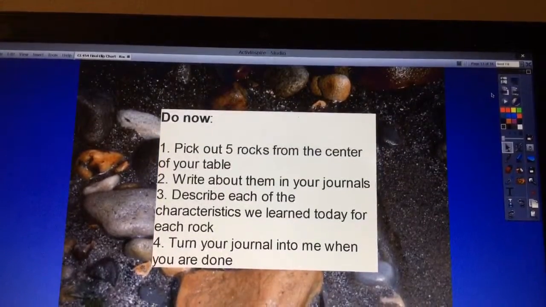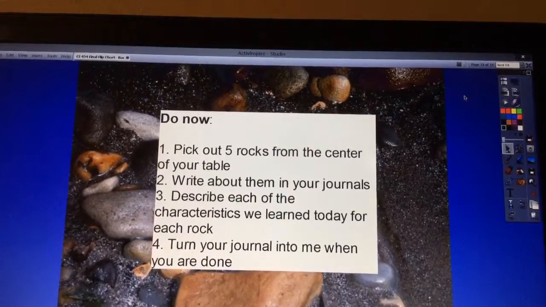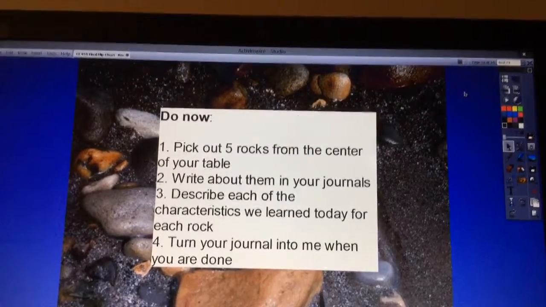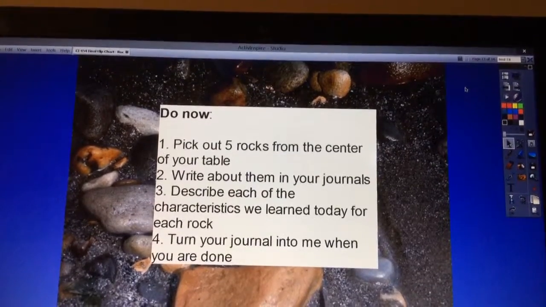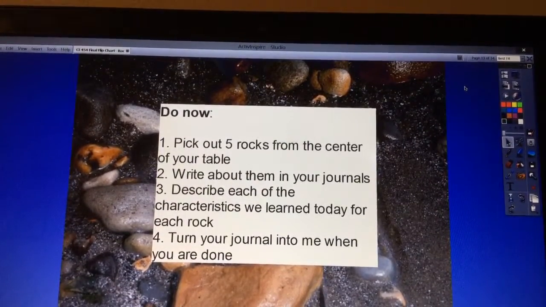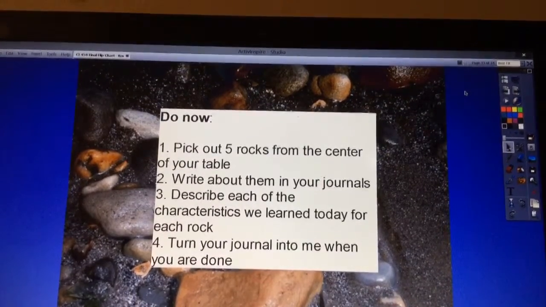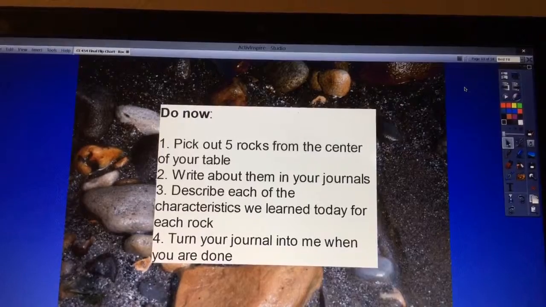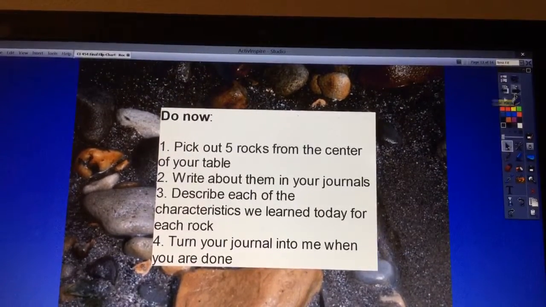And then we have a do now. So the students can get ready and do the assessment. So they're supposed to pick out 5 rocks from the center of the table, write about them in their journals, describe each of the characteristics they learned, and turn the journal in to me when they're done. And this is a summative assessment to see what they learned from the lesson.